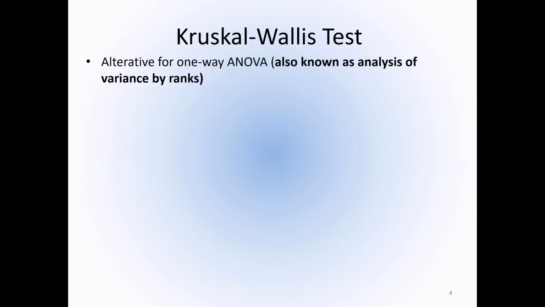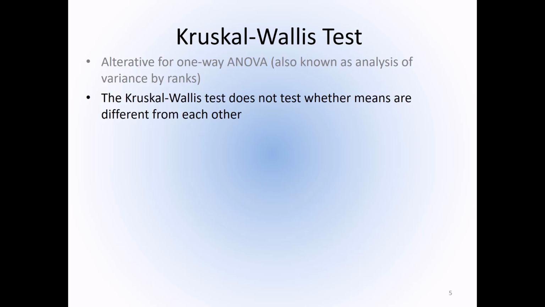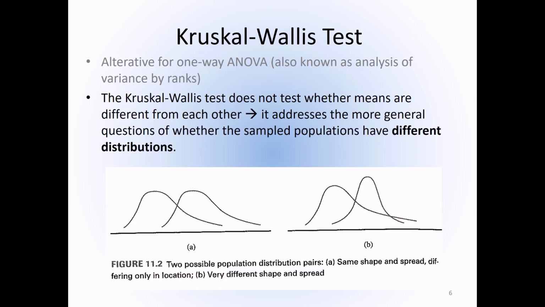And so this Kruskal-Wallis test is known as the analysis of variance by ranks because, similar to the previous two non-parametric tests, we're going to be using ranks of our data in which to calculate our test statistic. And similar to the other non-parametric tests, the Kruskal-Wallis test isn't simply testing if the means are different from our different groups or not. We're just addressing if the distributions of our data are different or not.